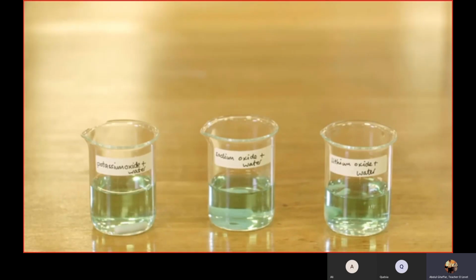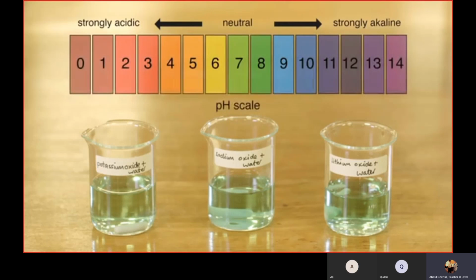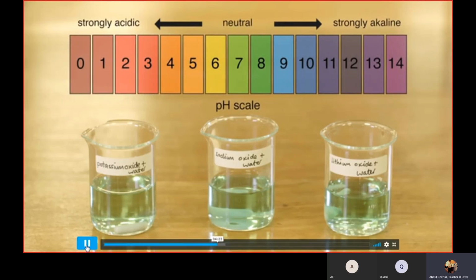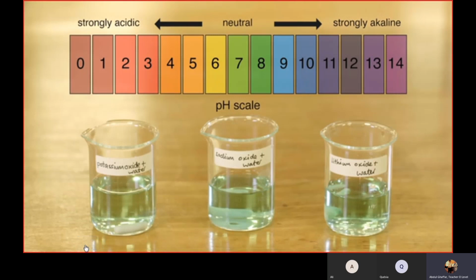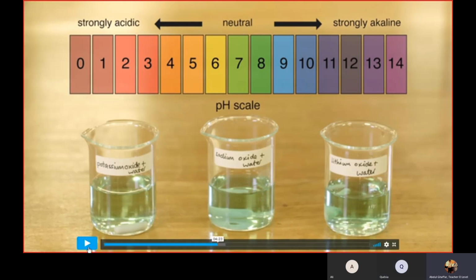Once all the metal oxide and water solutions have been added, the pH of the solutions can be measured and the results table filled in. When the pH color is 7, the color is basically neutral. Sorry, the color is green. It means the solution will be neutral at 7. Very good. Good.